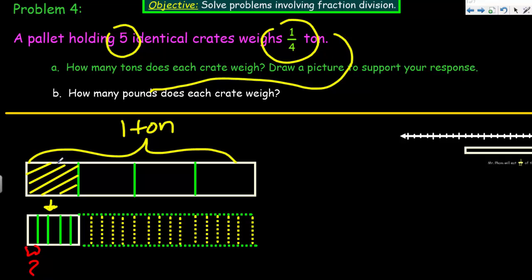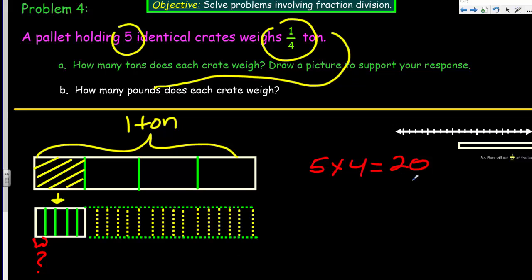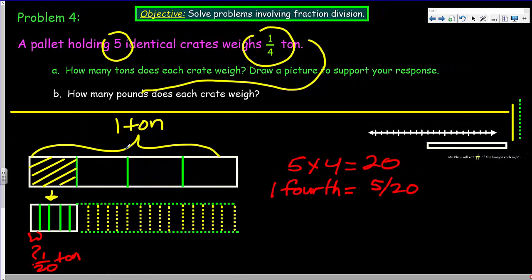Well, if we have 5 in 1/4 ton, that means we would have 5 times the 4, which again equals, in this case, 20. Like we just did this on the previous problem, yes? So we have 5 times 4, which equals 20. Therefore, this quantity here is going to equal 1/20th. Here, the 1/4, because that's a quarter, is equal to 5/20ths. Okay, and this is what we're basically learning. So each one of those is 1/20th. So each crate is going to weigh 1/20th ton.